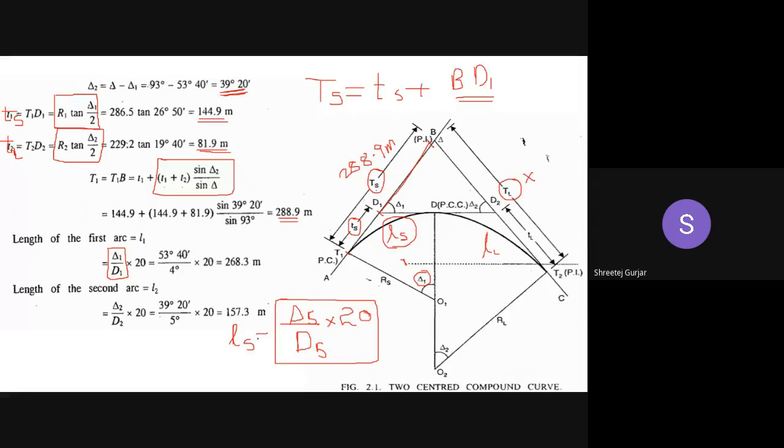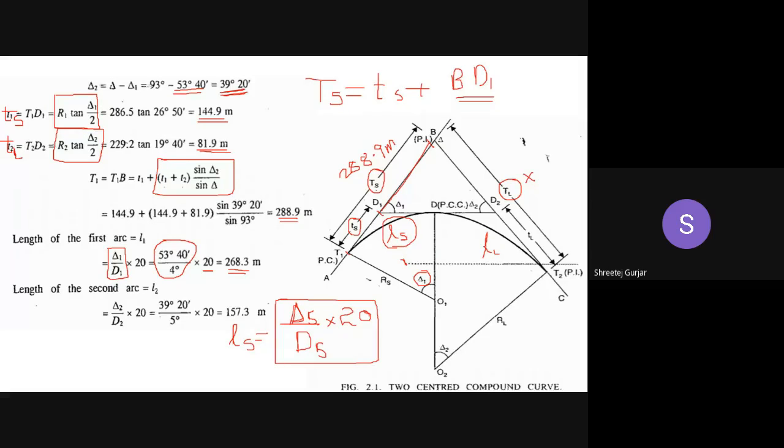Okay, so this is for the short curve. Delta for the short curve we have calculated. It is how much? Delta 1 is 53 degrees 40 minutes, divided by the degree of curve that is also given in the question. It is 4 degrees, multiplied by 20. So 53 degrees 40 minutes divided by 4 degrees multiplied by the per chain length, 20. So you will get the length of the curve, that is 268.3 meters.